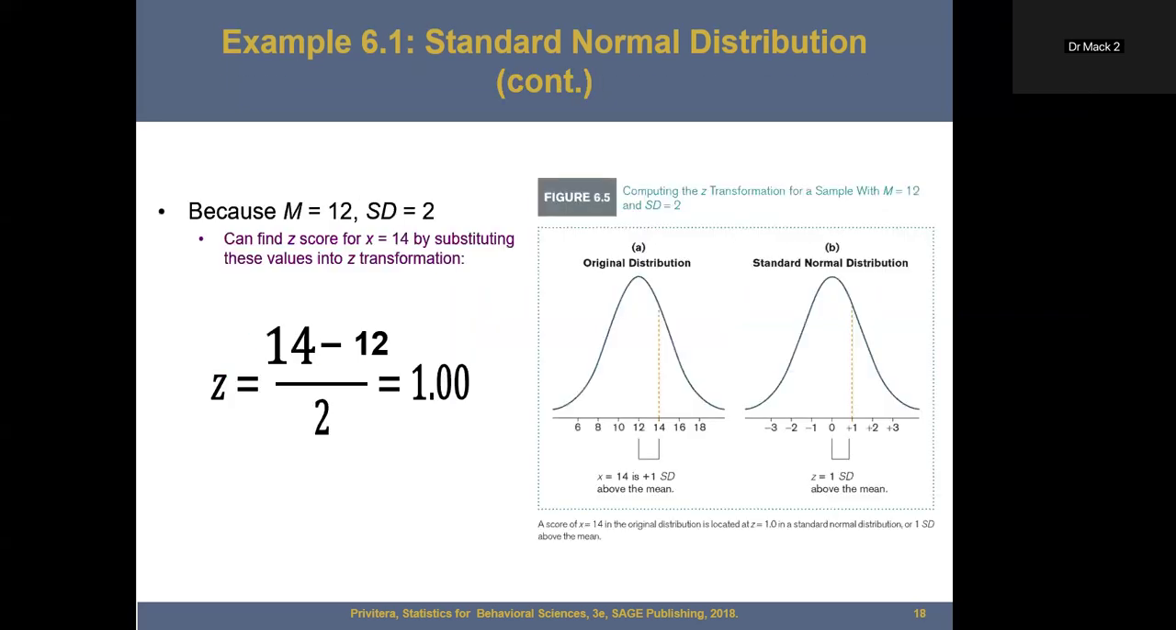The mean is 12, the standard deviation is 2. Find the z-score by substituting the values into the z transformation. And then this shows you visually what that looks like with that sketch. Z is 1 standard deviation above the mean. So you're basically normalizing the score and calculating where it would fall based on the x value.